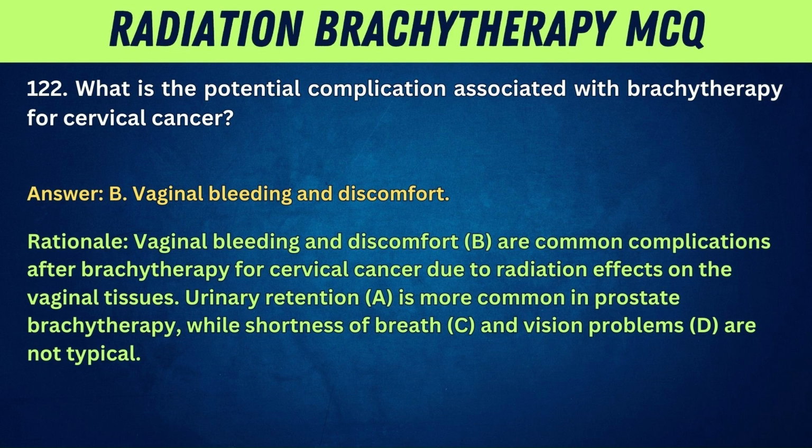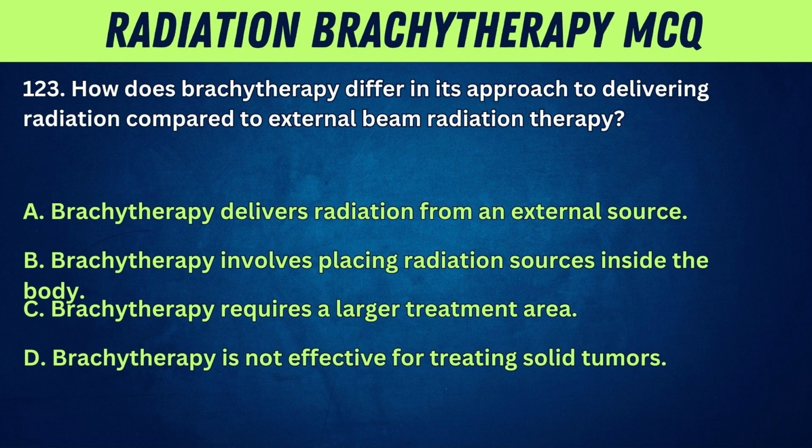Rationale: Vaginal bleeding and discomfort, B, are common complications after brachytherapy for cervical cancer due to radiation effects on the vaginal tissues. Urinary retention, A, is more common in prostate brachytherapy, while shortness of breath, C, and vision problems, D, are not typical.